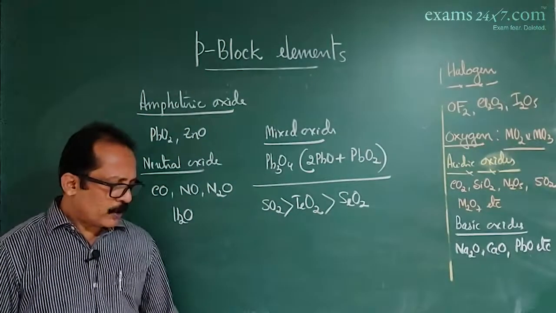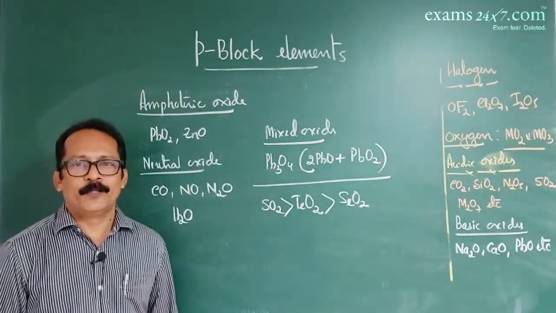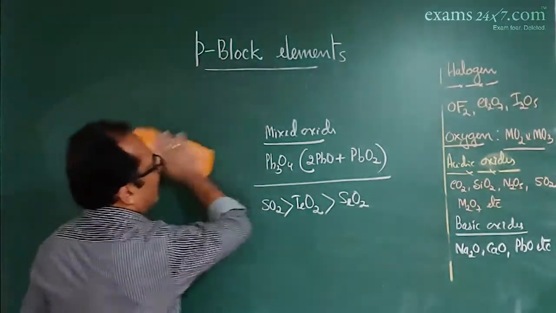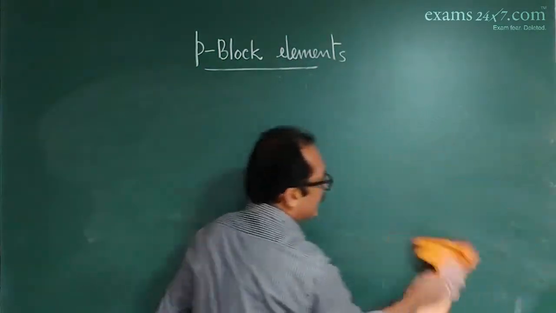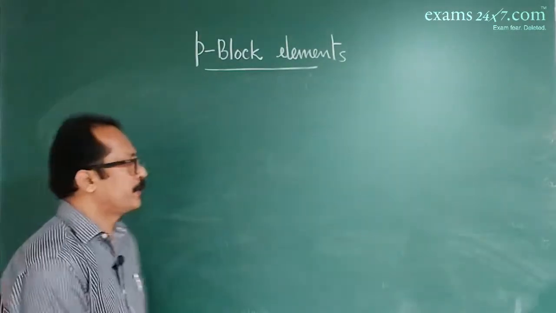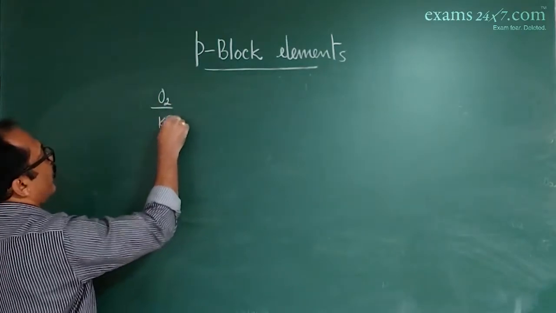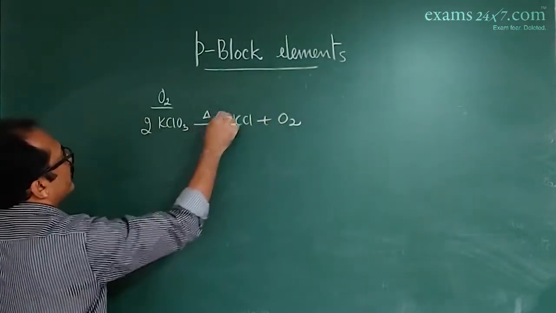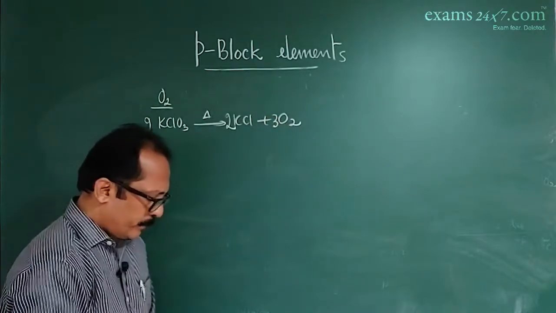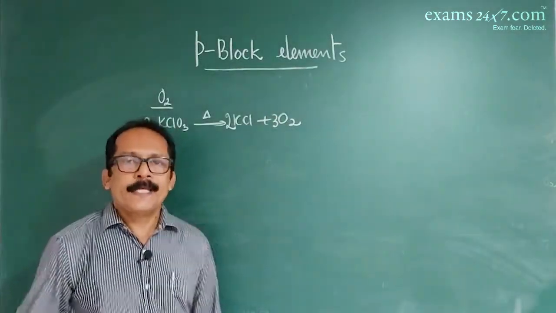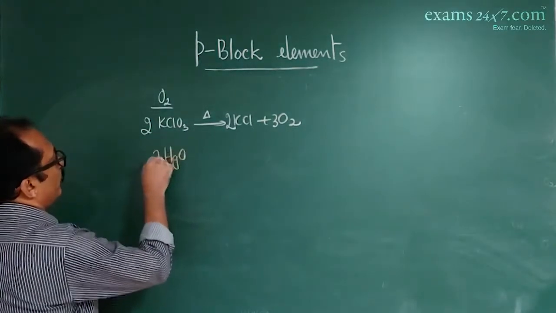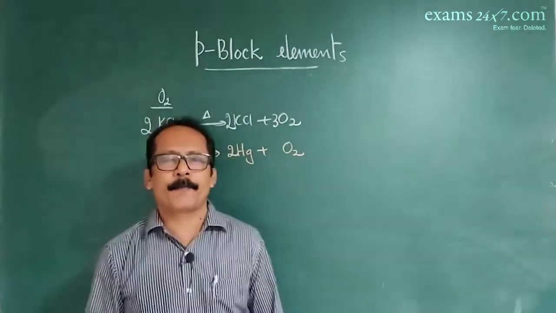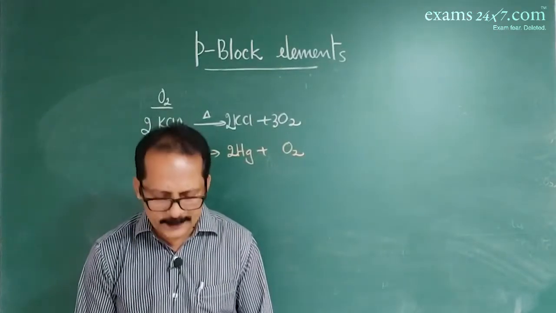Now, next, about compounds of oxygen, dioxygen, O2. O2 is prepared when potassium chlorate, KClO3, is strongly heated. It decomposes to give KCl, liberating oxygen, O2. Or mercuric oxide, HgO, on heating gives mercury, liberating oxygen. So these are simple methods for the preparation, or we can go for electrolysis of water.